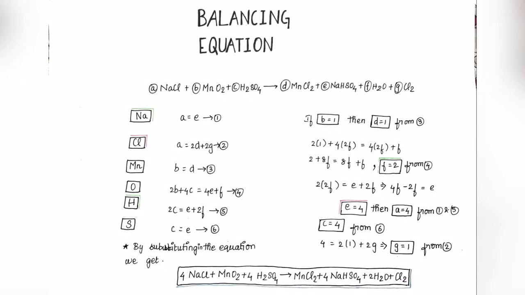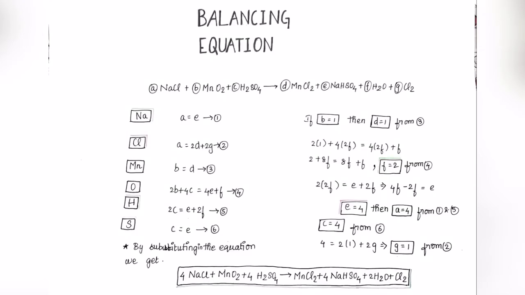And for the third element Mn, the atomicity on the reactant side is B and on the product side is D. So B equal to D will be the third equation. And for the next element oxygen, the atomicity on the reactant side is 2B plus 4C and on the product side is 4E plus F. So 2B plus 4C equals 4E plus F gives the fourth equation.